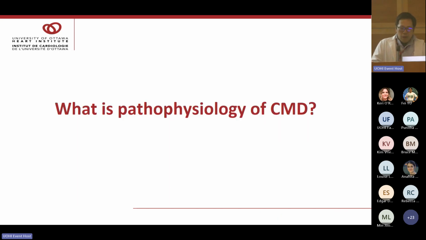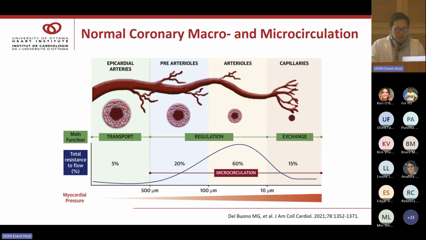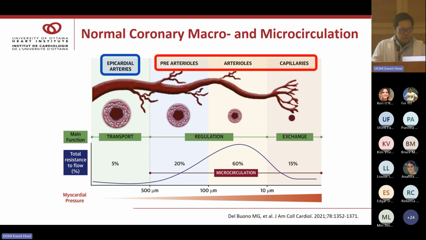So then, what is the pathophysiology of CMD? Coronary arterial circulation consists of two main components, the epicardial arteries and the microvasculature. Epicardial arteries are the conductance arteries that are typically larger than 500 micrometers in diameter. Under normal conditions, these epicardial arteries contribute only 5% of the total coronary vascular resistance. They only become hemodynamically significant if there is more than 50 to 70% stenosis.